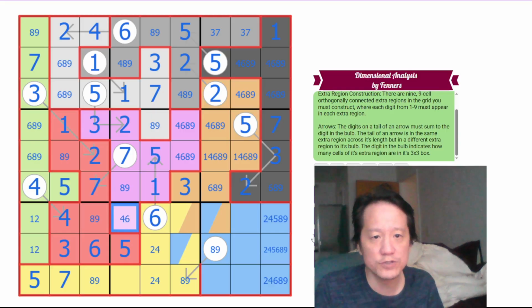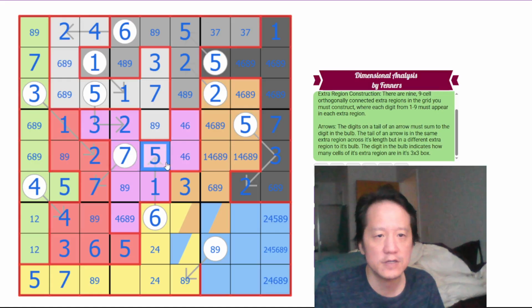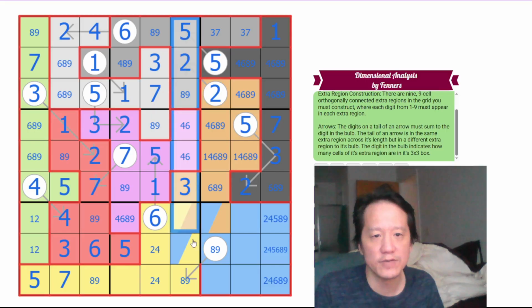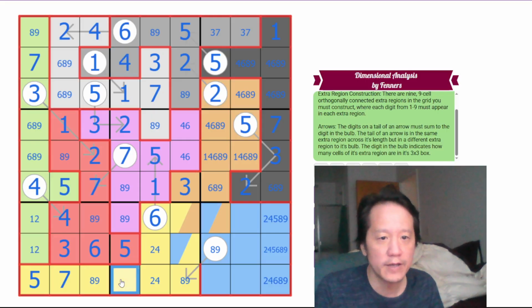This is 4, 6, 8, 9. Actually, this 8, 9, 8, 9 pair eliminates 8 and 9 in the rest of the box. So this is a 4, 6 pair, which eliminates 4 and 6 in the rest of the column and the region. So this can't be 4 or 6. This is an 8, 9 pair, which eliminates 8 and 9 in the rest of column 4. So this can't be 8 or 9. This is 4. That leaves this as a 3.